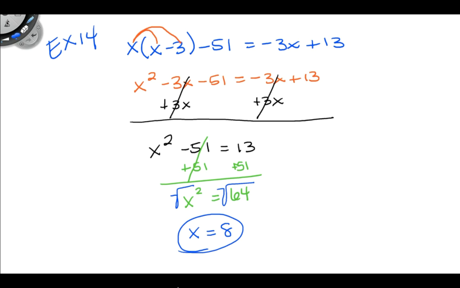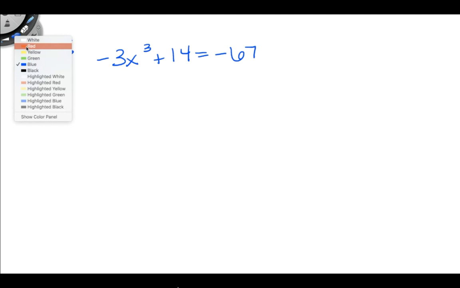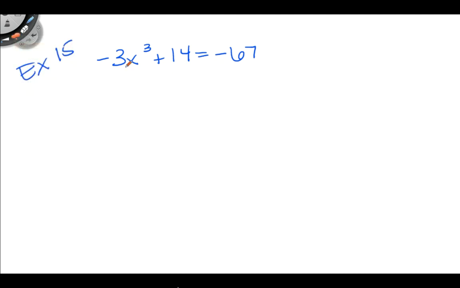All right, let's try a couple more. I know that these are long and have a lot of steps, so I want to give you a couple more like this. So negative 3x to the third power plus 14 equals negative 67. So no distributive property on this one, just going to find out what x is. So in order to get this by itself, I need to get rid of this plus 14 first. Plus, I need to combine it with this like term.